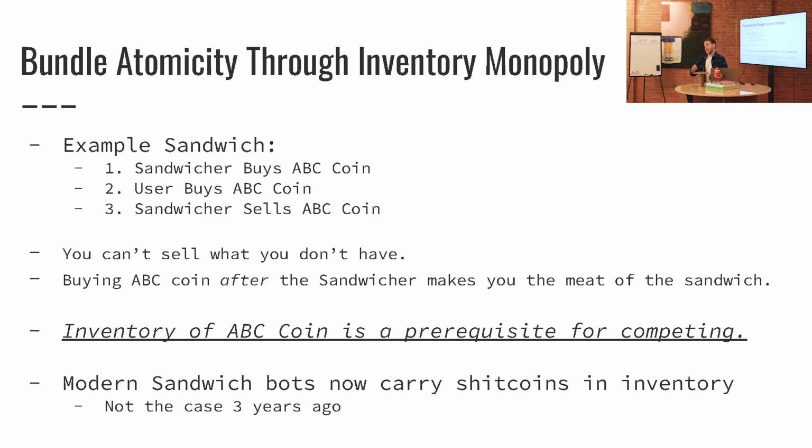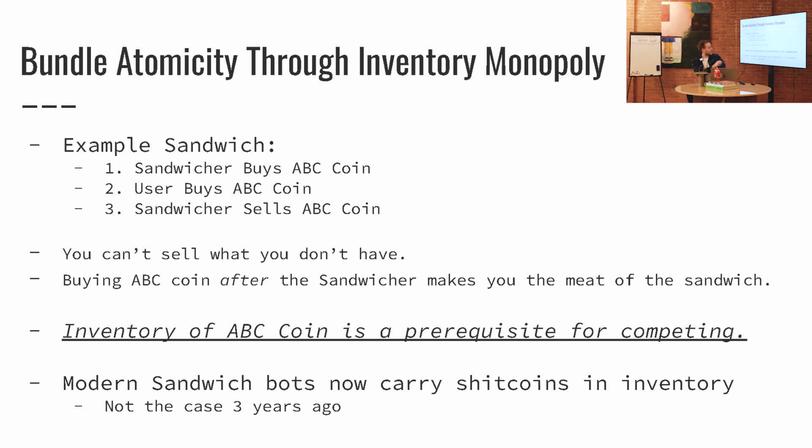But there is one thing that doesn't need a latency advantage at all, and that's this concept of bundle atomicity through an inventory monopoly. So let's take an example where you've got a sandwicher and they've got a 3-transaction bundle. The first transaction is buying a coin. The sandwicher buys the coin. Second transaction is when the user buys the coin. And then the third transaction is when the sandwicher sells the coin. We would see a lot of these types of sandwich transactions pre-flashbots.